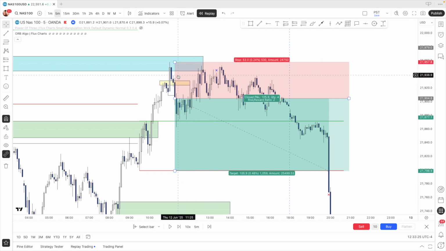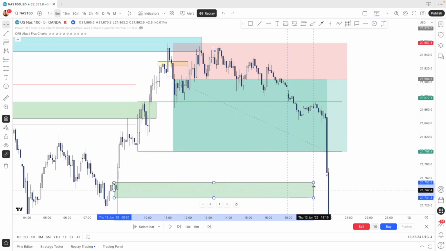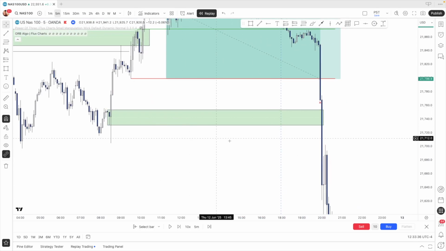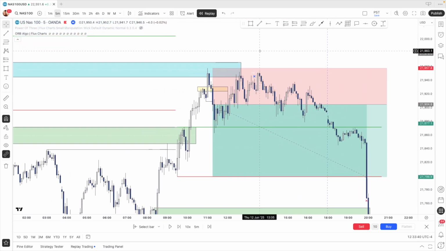As you can see, we got our entry right over there. Price came all the way down and smashed our TP right over here. Also closing below this order block. So this becomes a breaker block. And that was a beautiful trade. So nice and easy strategy.